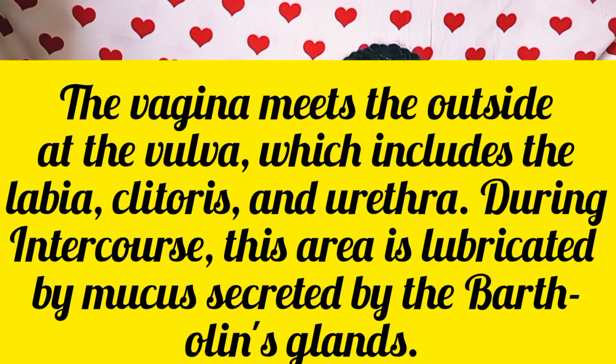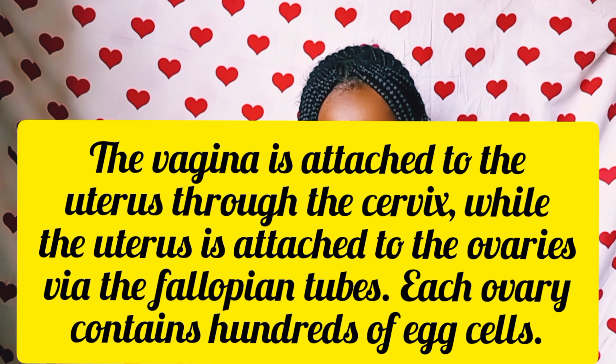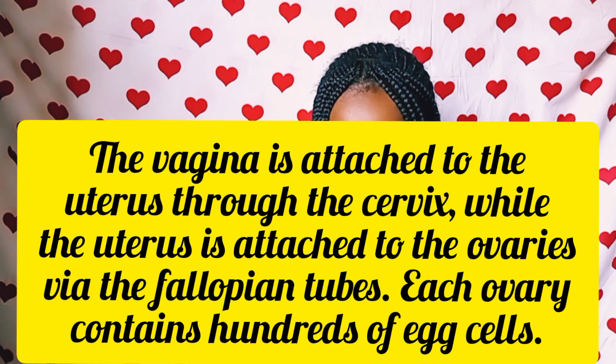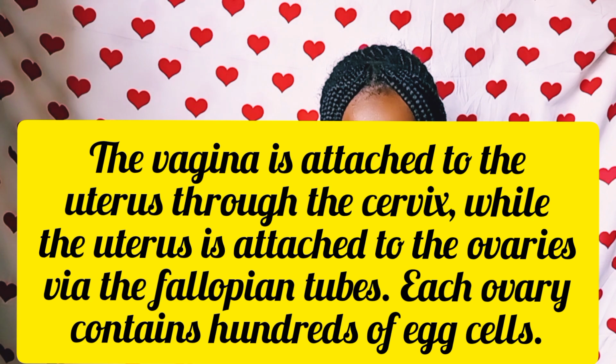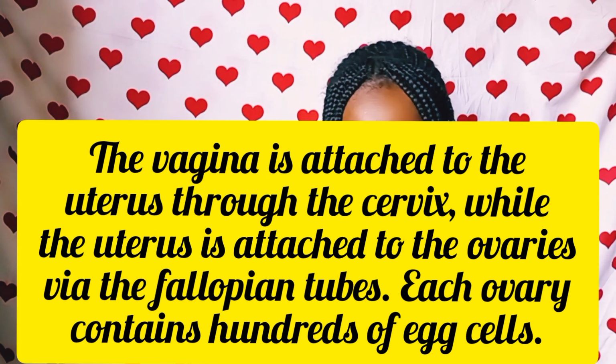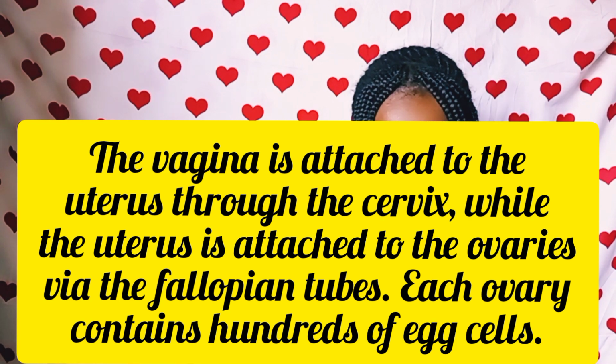The vulva means the outside part, which also includes the labia, clitoris, and the urethra. During intercourse, this area is lubricated by mucus secreted by the Bartholin's glands. The vagina is attached to the uterus through the cervix, while the uterus is attached to the ovaries via the fallopian tubes. Each ovary contains hundreds of egg cells or ova.